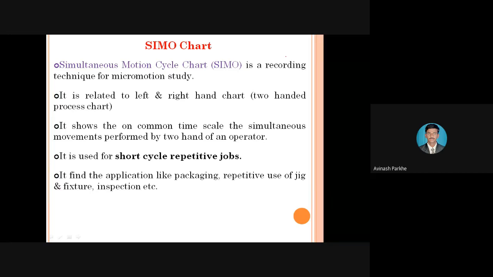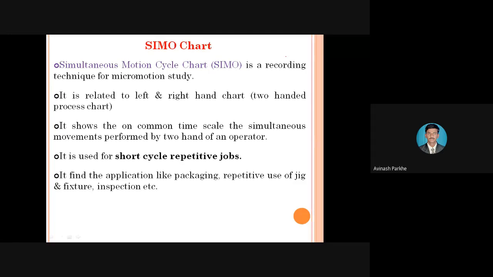In that micro motion study, we discussed the use of the micro motion study concept in the industry, because in whatever activities we are doing, many times small repetitive movements are taking place. In order to calculate those movements, the micro motion study concept is implemented in the industry. And what is the requirement of that micro motion study?